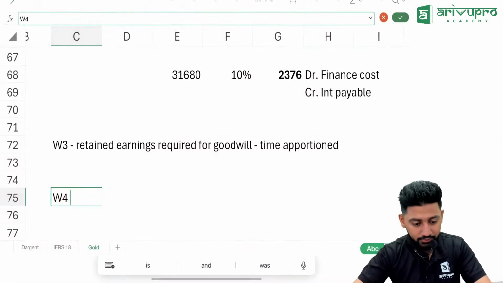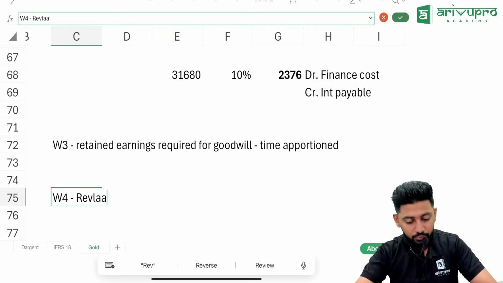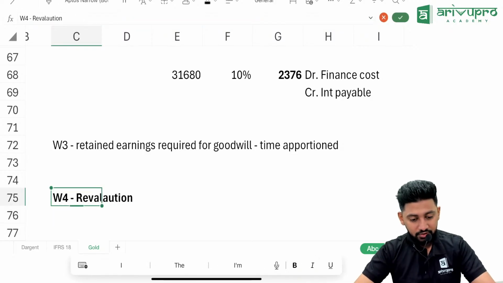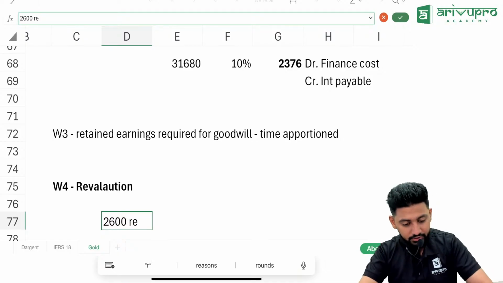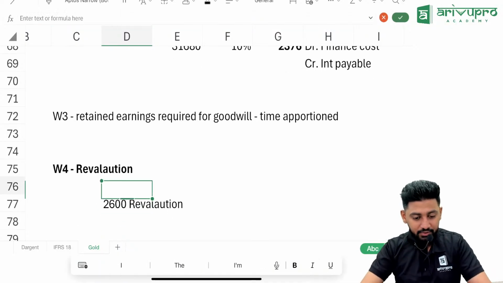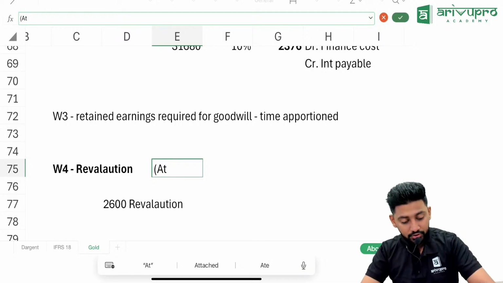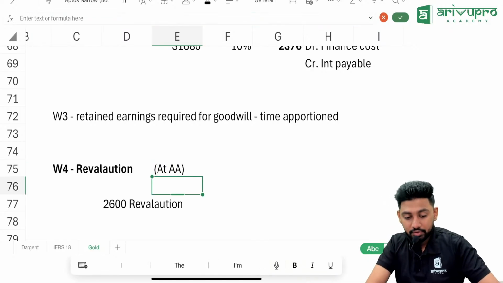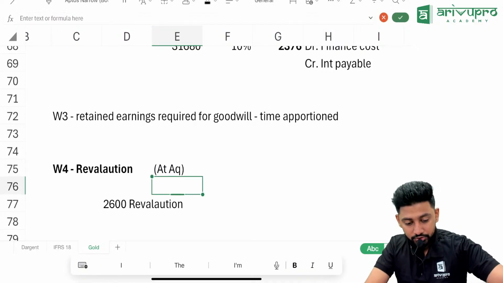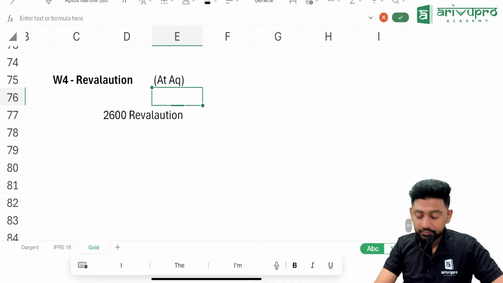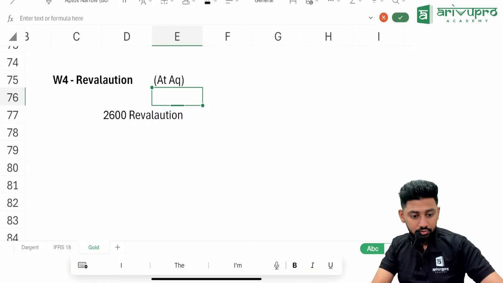So number 1, there is what? Revaluation. How much is revaluation? 2600 revaluation. When is this happening? At acquisition. So it is relevant to my goodwill calculation. Are we clear? Understood? Okay.